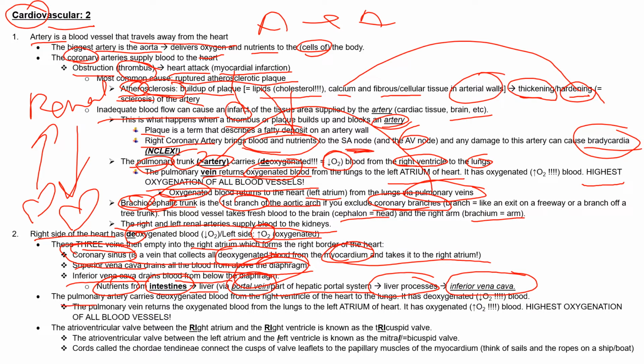So the pulmonary artery, I've already mentioned it. It has deoxygenated blood from the right ventricle of the heart and takes it to the lungs, pulmonary, right? Pulmonary means lungs.